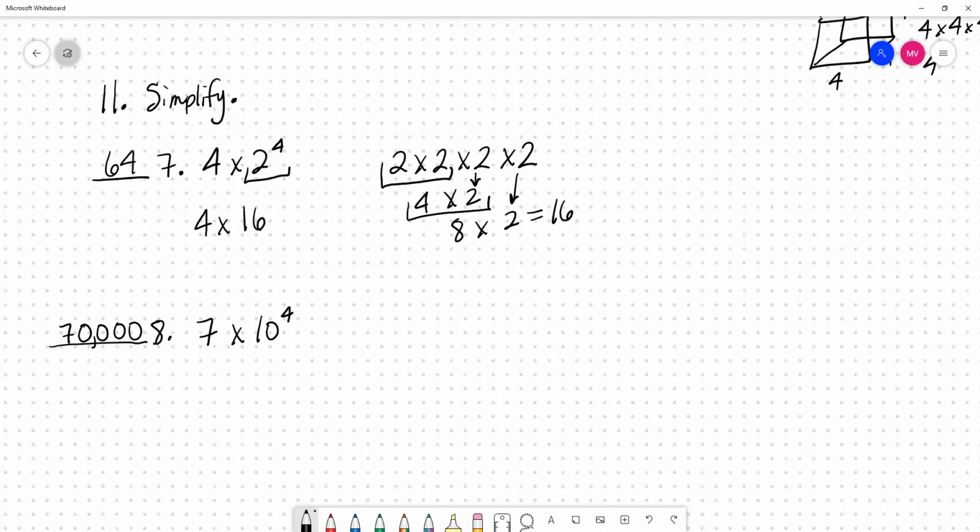All right, so that's scientific notation. Stay focused. Yes, thank you.